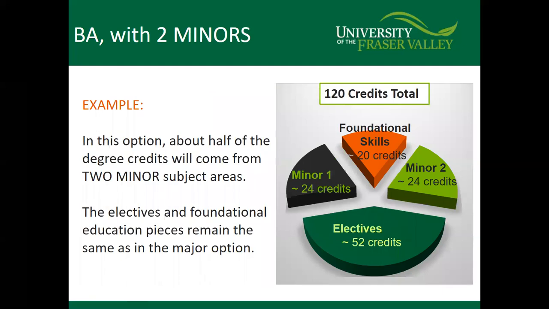If you choose to do a Bachelor of Arts with two minors, then basically those 50 credits that would have been a major, we break in two. So you have two subject areas, two minors, where you're doing about 24 credits in each subject. So you can see whether you choose to major or double minor within the BA, you still have the same foundational skills, you still have the same approximate number of elective credits left. You're just choosing two smaller programs to complete those 50 credits. So either one major or two minors.